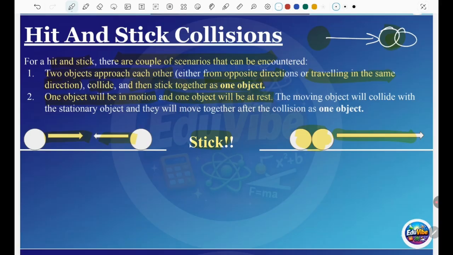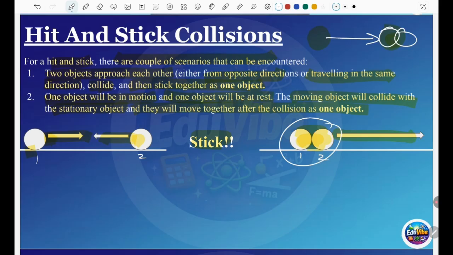So when they stick over there, then they're moving. This also means they are a hit and stick collision. A moving object will collide with a stationary object and they will move together after collision as one object. Initially both are different, but after the collision they combine, so the final is combined, while the initial is different.